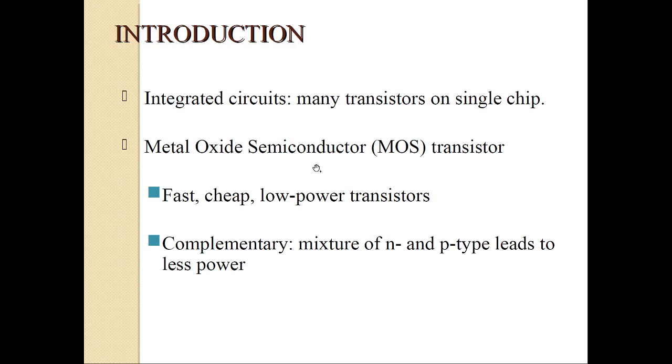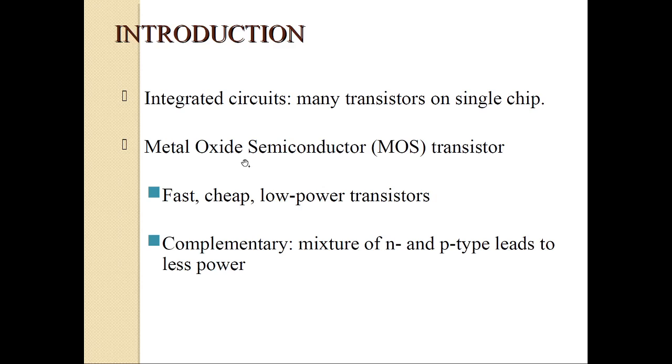So what exactly is meant by IC, that is, integrated circuit? That is nothing but many transistors, billions of transistors, on a single chip. If you look at your i7 processor, near about 64 billion transistors are there on this single chip. Can you imagine billions of transistors on a single chip? So how are they fabricated on the single chip? They are fabricated using the technology called VLSI.